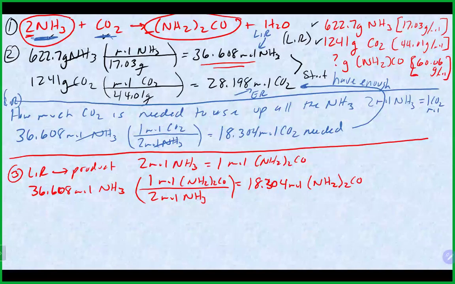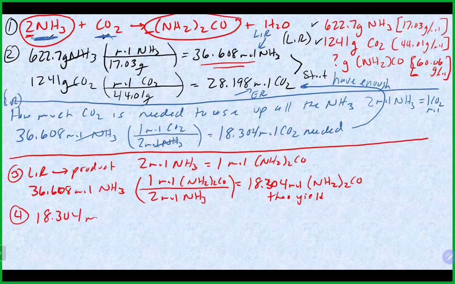And that would be our theoretical yield in moles. But we are looking for grams. So the last thing we need to do is take those moles that we just calculated and convert them into grams using the molar mass. Once again, they were nice enough to give that to us. Looks like it was 6006.